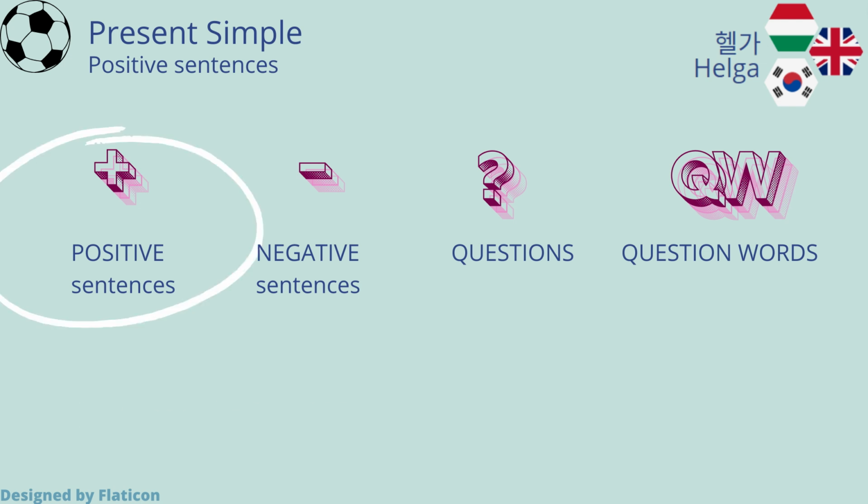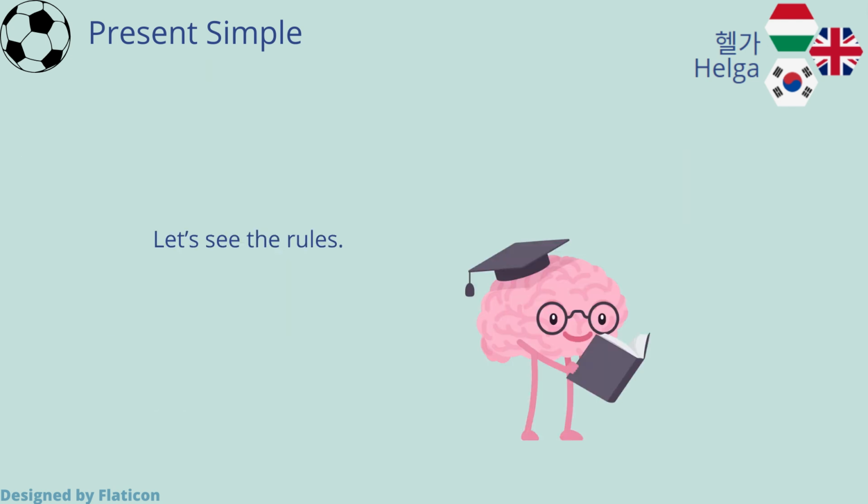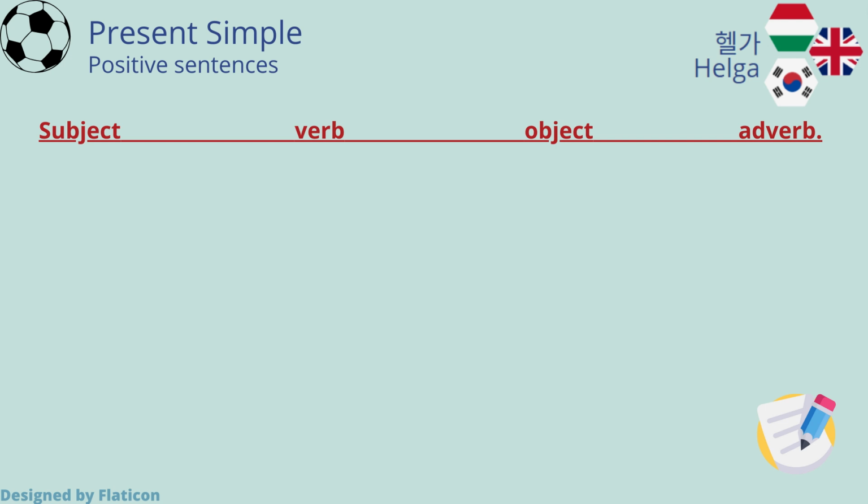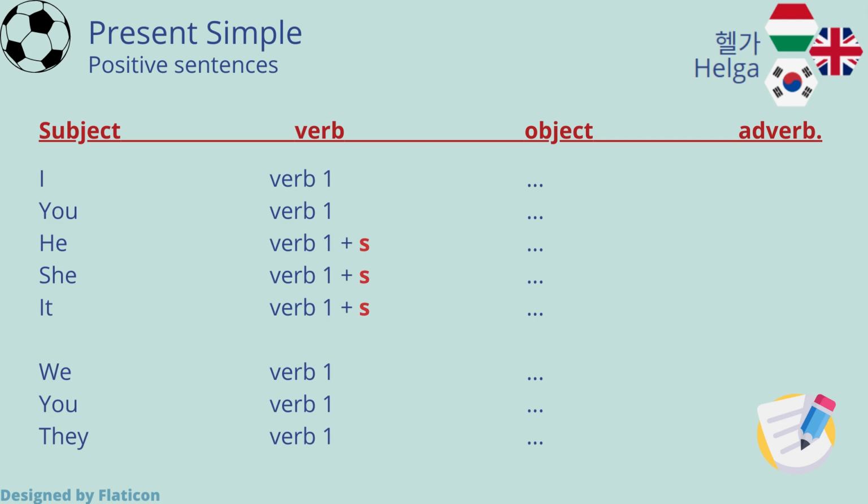And in this video, we will start with positive sentences. Let's see the rules. In English, when we're talking about a positive sentence, we start with subject, verb, object and adverb. Let's see the present simple. We use verb first form, plus for he, she, it, we add an S suffix.